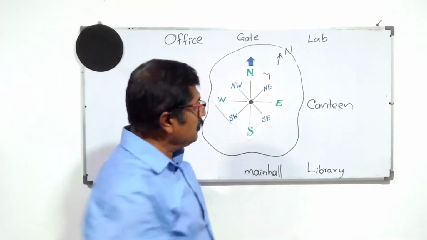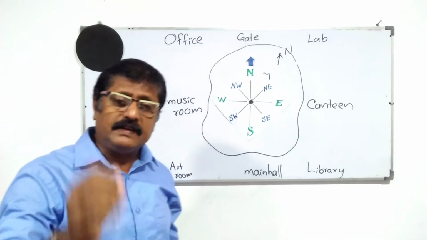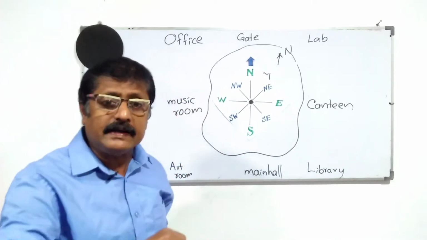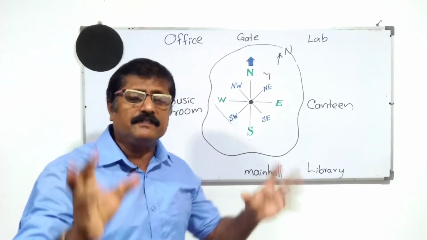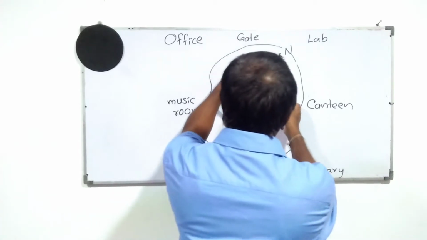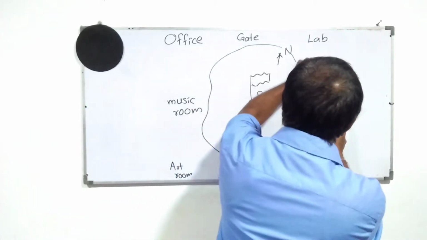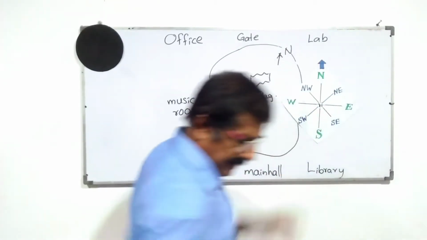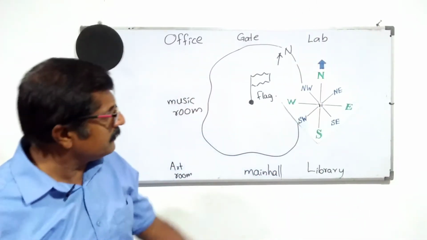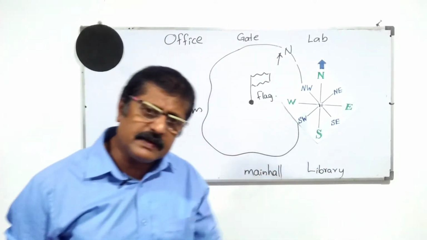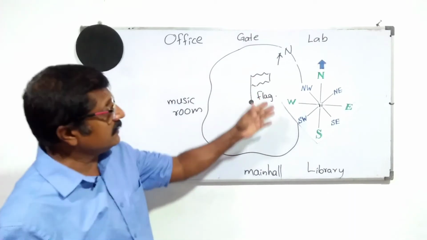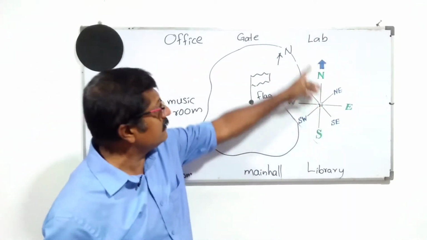But if you want to see the direction of these things from the canteen, you go to the canteen and place this thing there at the canteen. Then the laboratory as seen from the canteen lies in the north. Earlier it was in the northeast, but from here it is in the north.